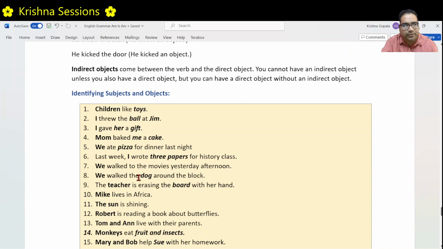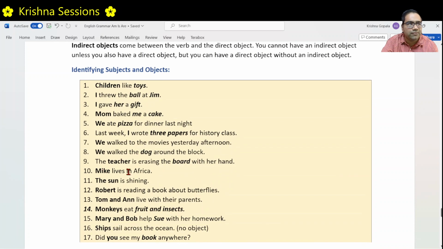We told the boy. Let's say we told a story to the boy. Here, we told a story. We told what? Story. The story is taking the action of the verb told. So story is the direct object. The teacher is erasing the board. Board is taking the action of the verb erasing. And who is doing? Teacher is doing. Teacher is subject, erasing is verb. Board is the object.